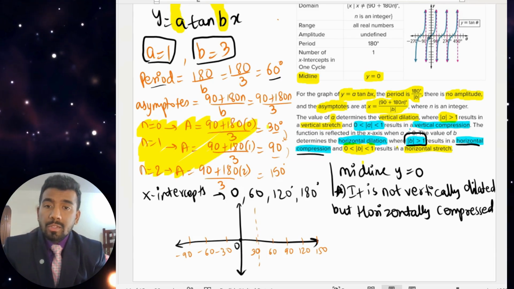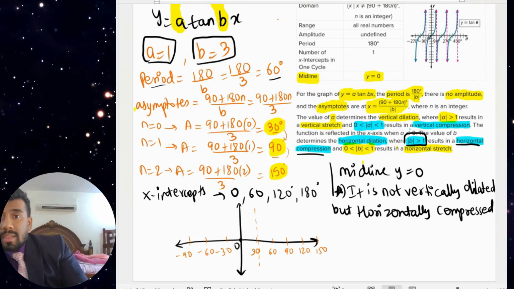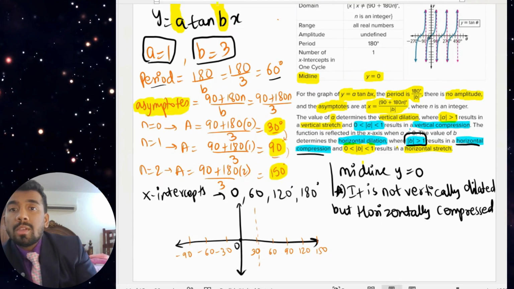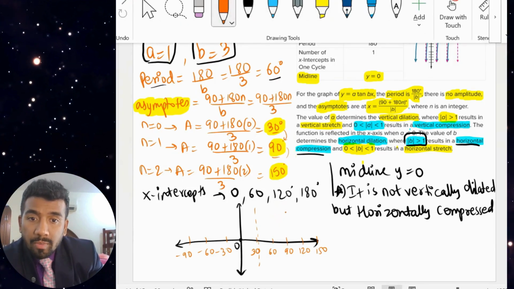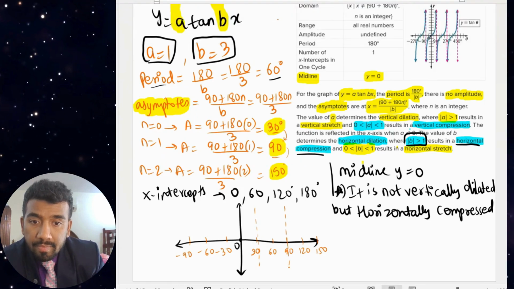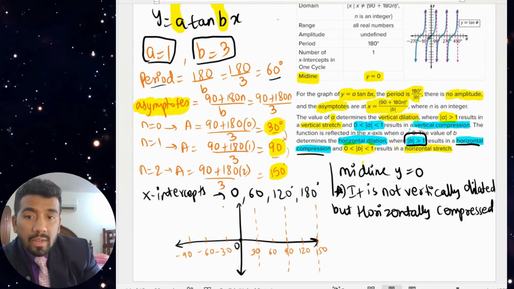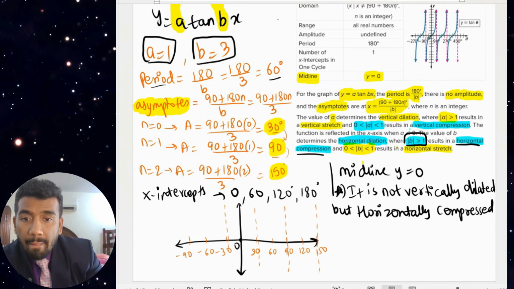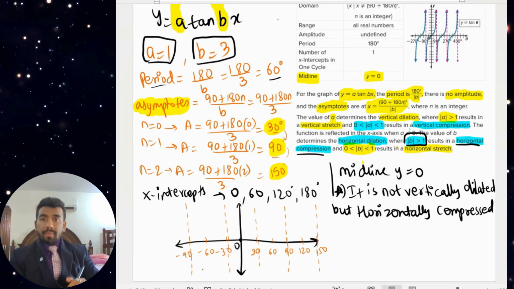Okay, so what's the asymptote? 30, 90, and 150. So that's the asymptote we'll do now. So first we already draw it at 30, and next will be at 90, and next will be at 150. Same goes on the negative side. It will come at minus 30 and minus 90 and minus 150. Okay, that's fine.